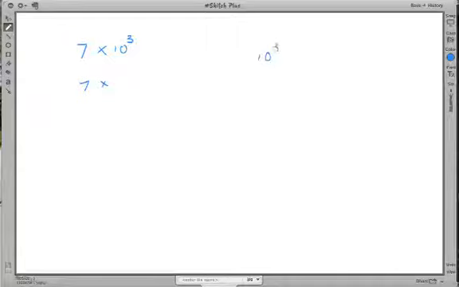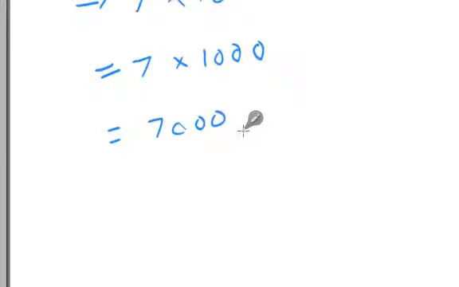Remember that 10 to the 3rd power is 10 times 10 times 10, which is equal to 1,000. So 10 to the 3rd power is 1,000. So this is where we started, and this is what it's equal to. 7 times 10 to the 3rd power is 7 times 1,000. And mental math tells you that 7 times 1,000 is 7,000. Voila, you have an answer.